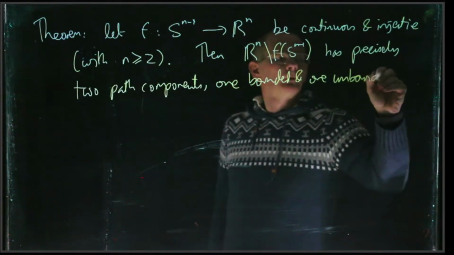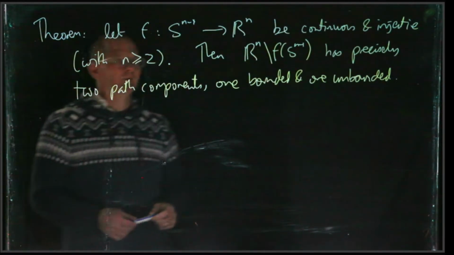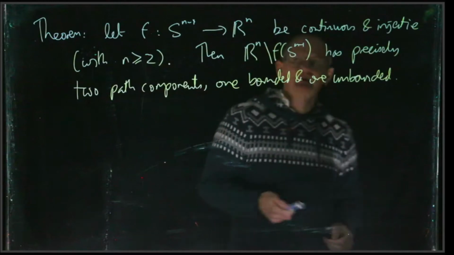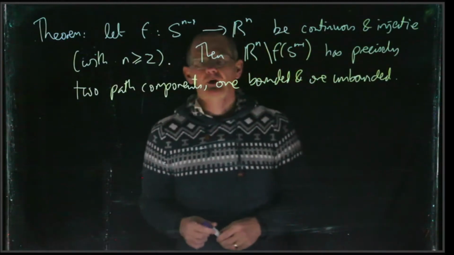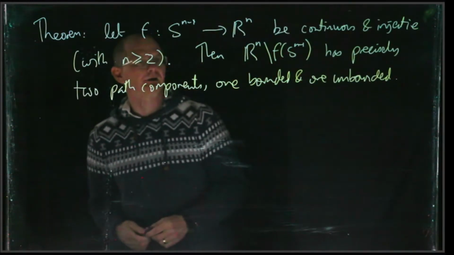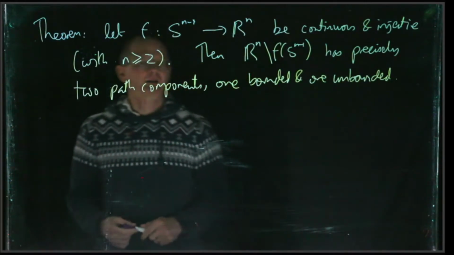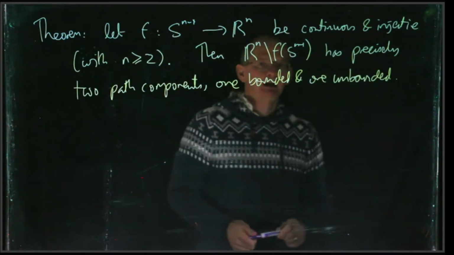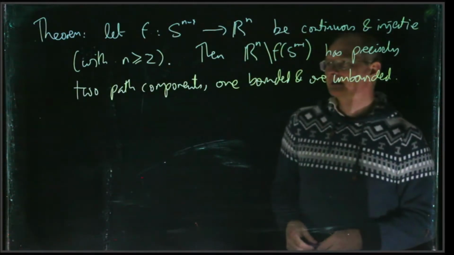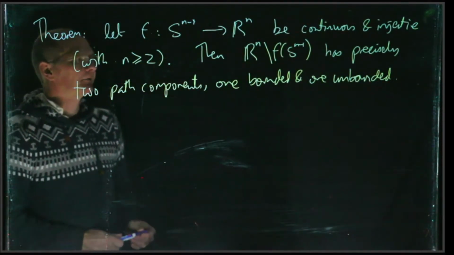And so one of them is going to be bounded and the other one's going to be unbounded. So you should think, in that case, n is 2. So S^(n-1) is a circle. So here you've got an injective map from the circle into the plane. So the image of an injective continuous map like that is what's known as a Jordan curve. And the claim is that that has an inside and an outside. The inside is the bounded component and the outside is the unbounded component.